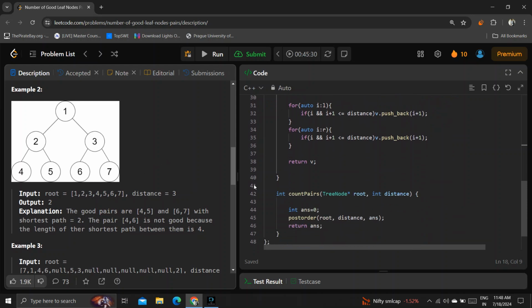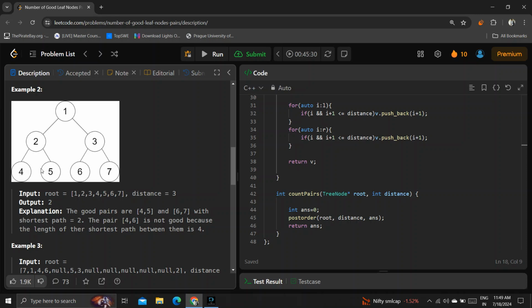I will simply use a post-order traversal. Whenever I am at a particular leaf node, that is, there is no left and there is no right, then I will return a vector containing the value 1, because the path size is 1. And if I am at a null value, if root's left is null, then I will return a vector containing the value 0. Okay, hope you have got it.